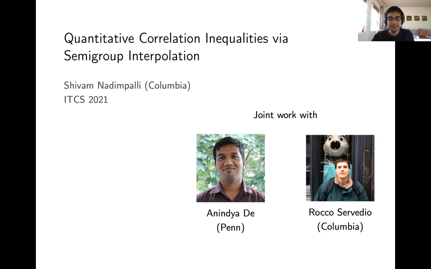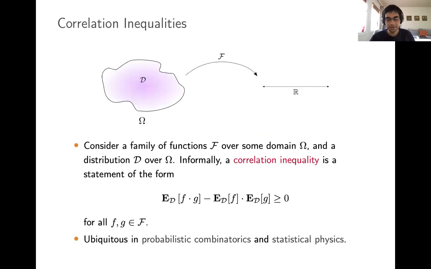Hello, this video is about some exciting joint work with Anindya and Rocco Servedio, and it's about quantitative correlation inequalities. So let me start off by telling you what a correlation inequality is. You've got some probability space, and you're interested in some class of functions over this probability space. A correlation inequality simply tells you that any two functions belonging to this family are non-negatively correlated. And these are very fundamental, very useful tools in combinatorics and statistical physics.